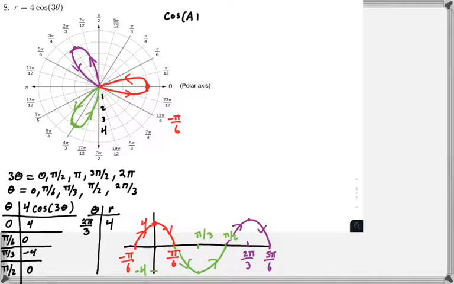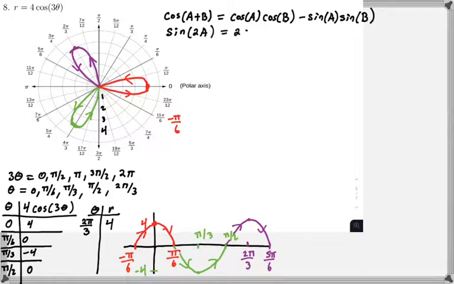Now, this one's a little tricky to convert into rectangular form. We're going to use the trig identity, cosine of A plus B is equal to cosine A cosine B minus sine A times sine B. And then we're also going to use the identity sine of 2A is equal to 2 sine A cosine A. So this one's going to take a little bit of work.